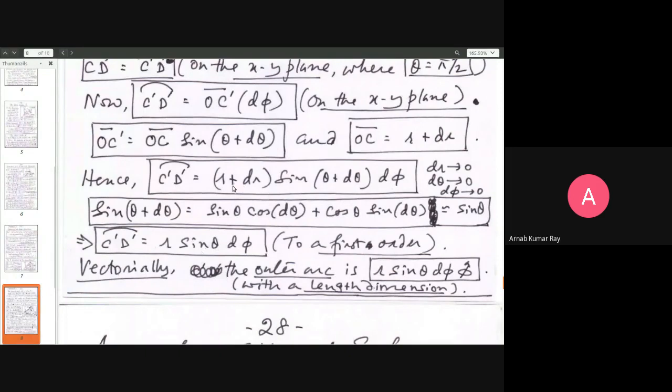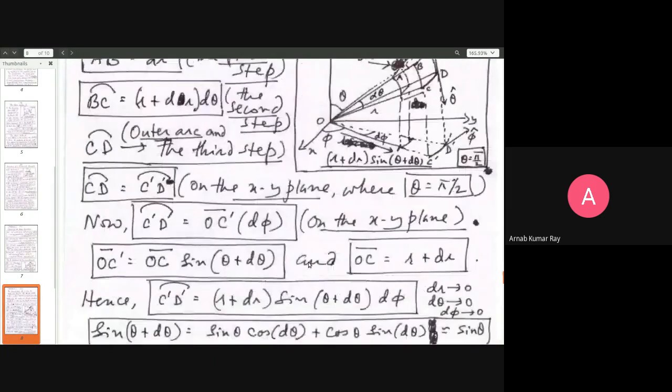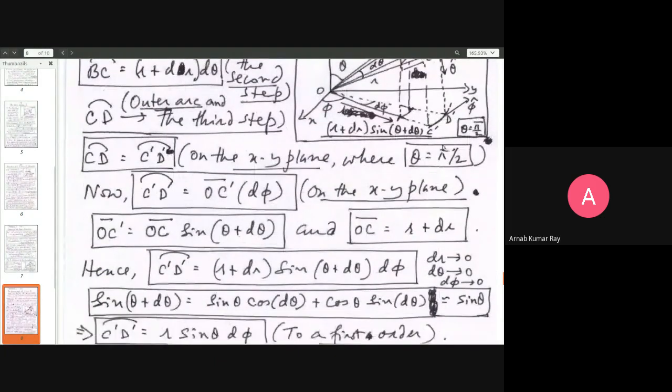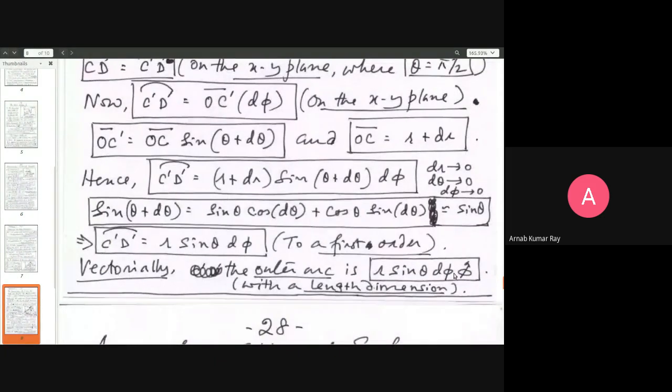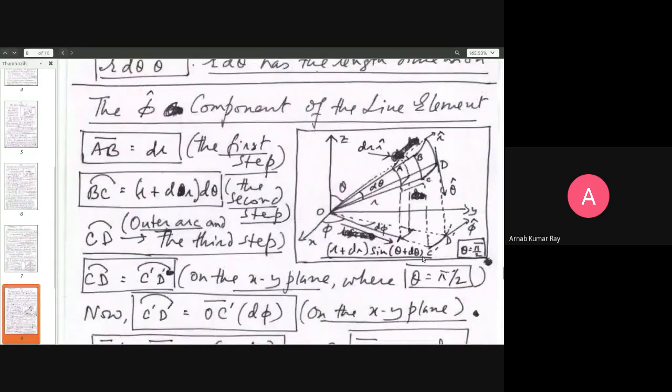And so basically this r plus dr will become r, and sine of theta plus d theta will become sine theta. You can expand it: sine theta cos d theta plus cos theta sine d theta. So cos of d theta will become 1, that is sine theta, and sine of d theta will become equal to d theta, that going to 0, you can drop this term, and the whole thing will become sine theta. So that is to first order what you get. Vectorially, the outer arc length, having the length dimension, C prime D prime, will be r sine theta d phi vectorially, and there will be a phi cap.